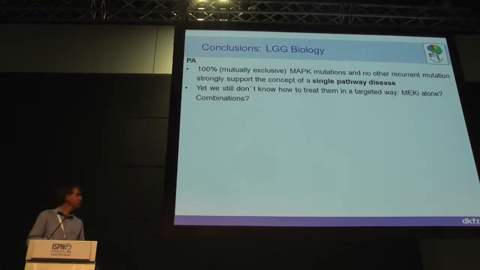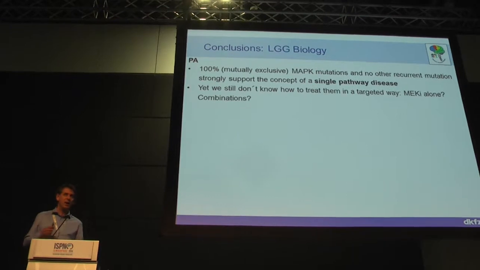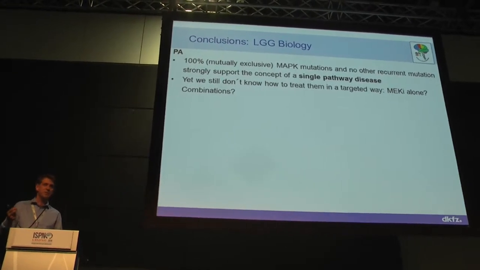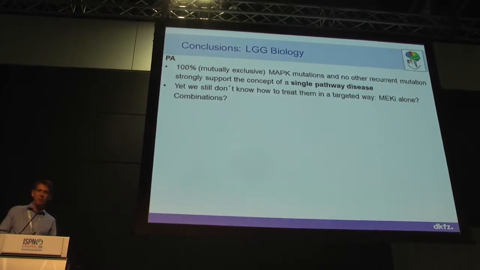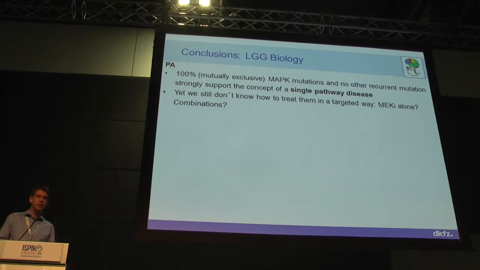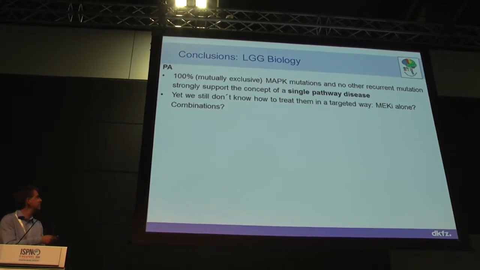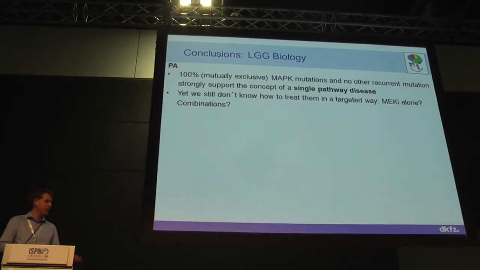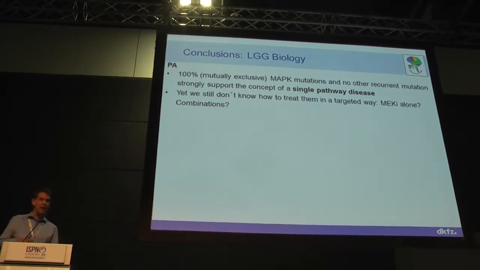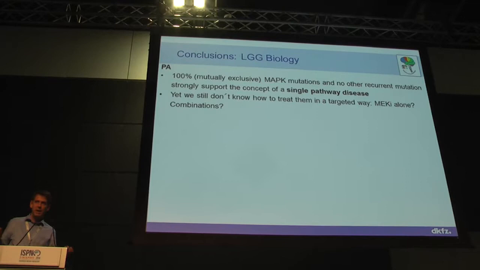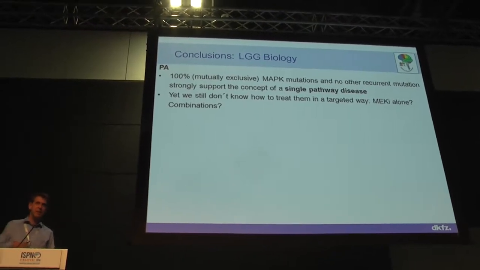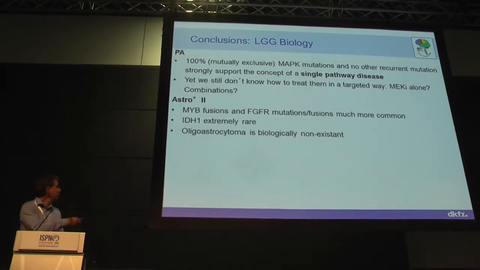So, in conclusion, I hope that we can convince you that pilocytic astrocytoma is a disease of the MAP kinase pathway. We find 100% usually mutually exclusive mutations in that pathway in this disease. Yet, and I'm sure that Mark and Chuck will talk about that later, we don't have the magic treatment for them in terms of targeted drugs, but I think that we are in a really good way.